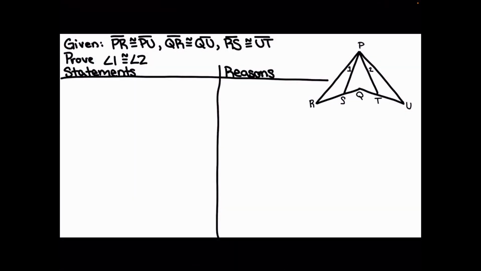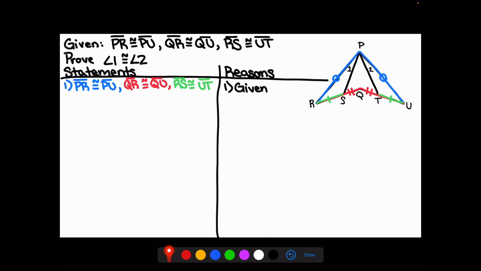All right, here's our final proof. We're given that PR is congruent to PU, QR is congruent to QU, and RS is congruent to UT. So to get started, I'm just going to go ahead and write out all of our given information and draw it on the picture. And it's just going to be all in one statement. So this is what we have so far. So again, RQ, the full thing, is congruent to QU, the full thing. RS and TU are congruent, and then RP and PU are congruent.